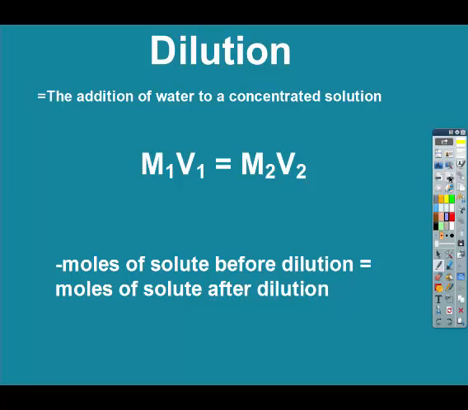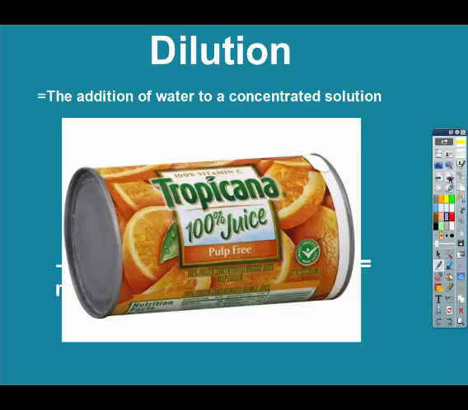And the moles of solute before dilution will equal the moles of solute after dilution because we're not adding more of the dissolved substance, we're just adding water to it. So if you go to the freezer aisle and you look at the juices in the freezers, they have concentrated juices. Those are very, very concentrated. They have lots of juice and very little water. So when you go home, you dilute it by adding water. You're not adding more juice to it, but you're spreading those juice particles out so they're diluted.